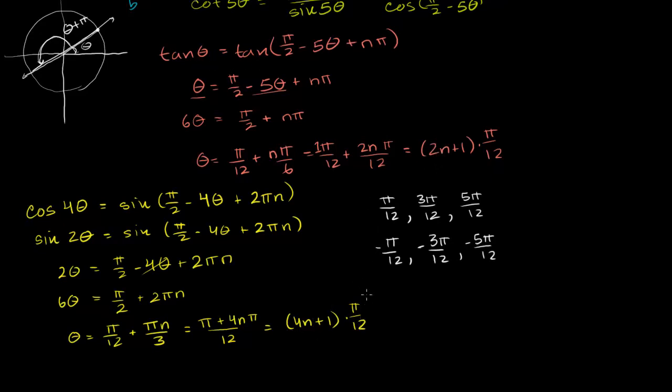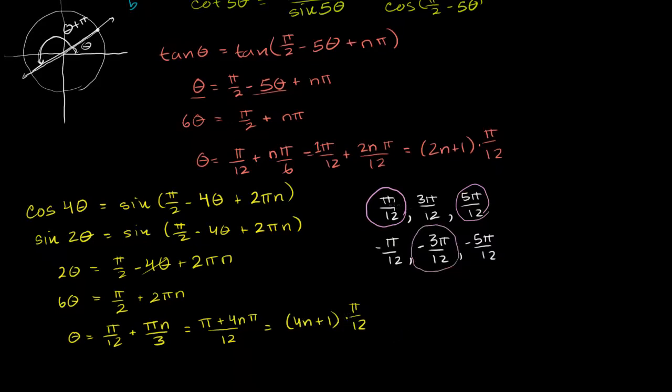Now, which of these overlap with this over here? Let's set n equal to 0. We get pi over 12. If n is equal to 1, we get 5 pi over 12. We can't set n equal to 2, because then we'll go above pi over 2. If n is equal to negative 1, we get negative 3 pi over 12. If n is equal to negative 2, then we get negative 7 pi over 12, which is smaller than negative pi over 2, so that doesn't count.